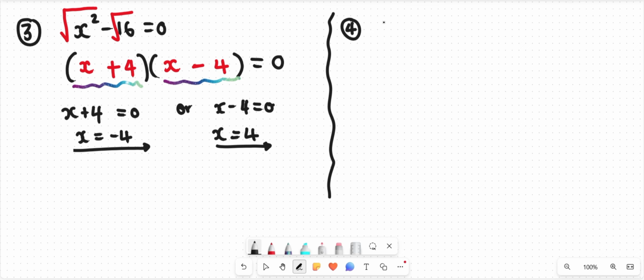Let's look at number 4, which also includes a difference of 2 squares.